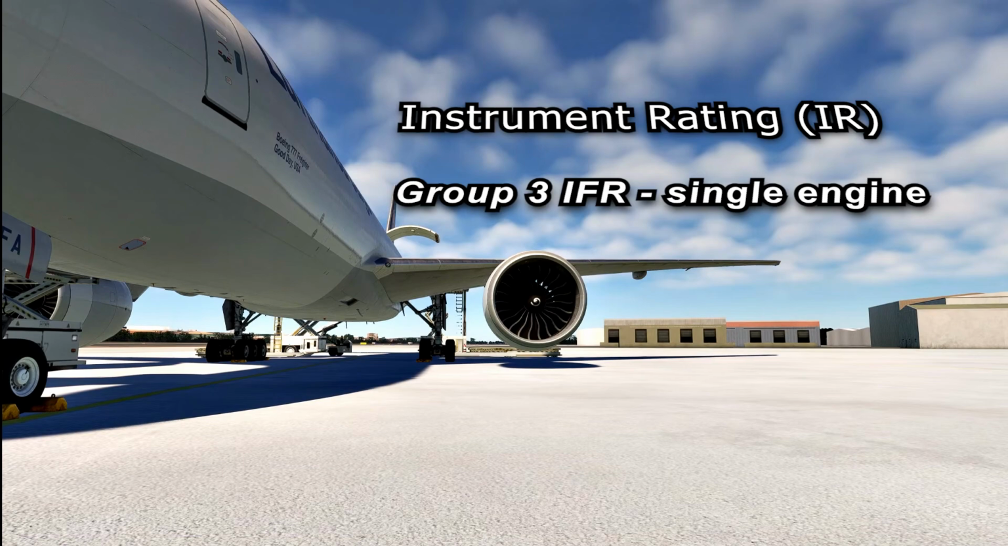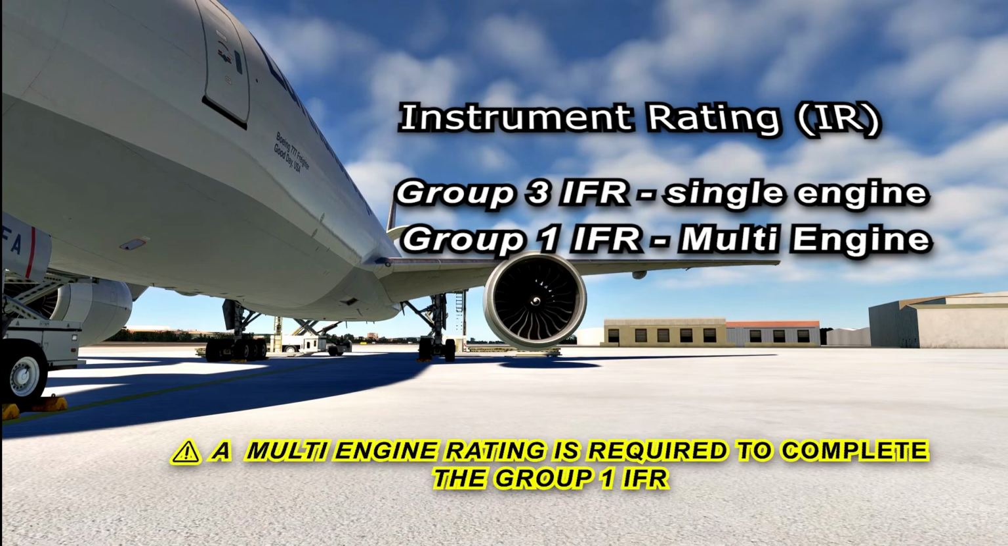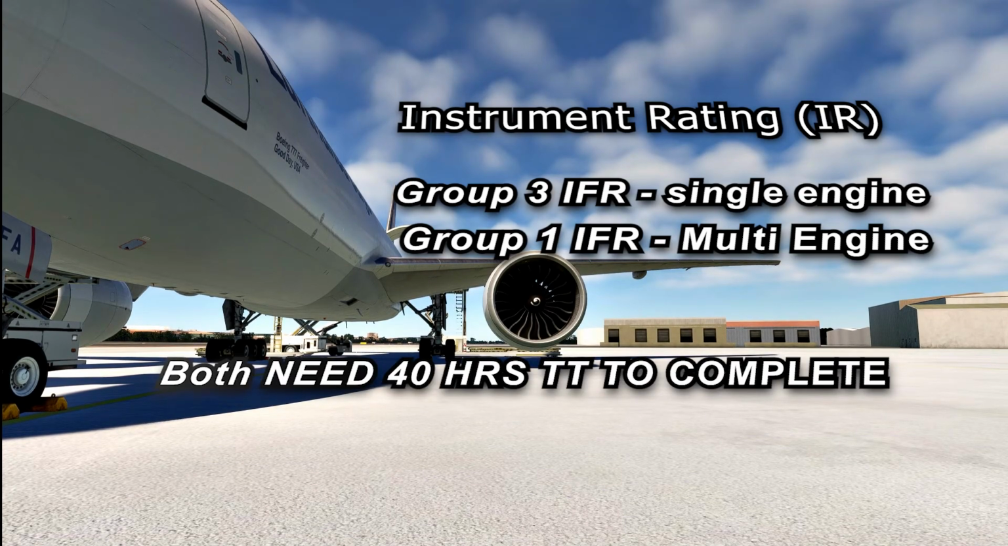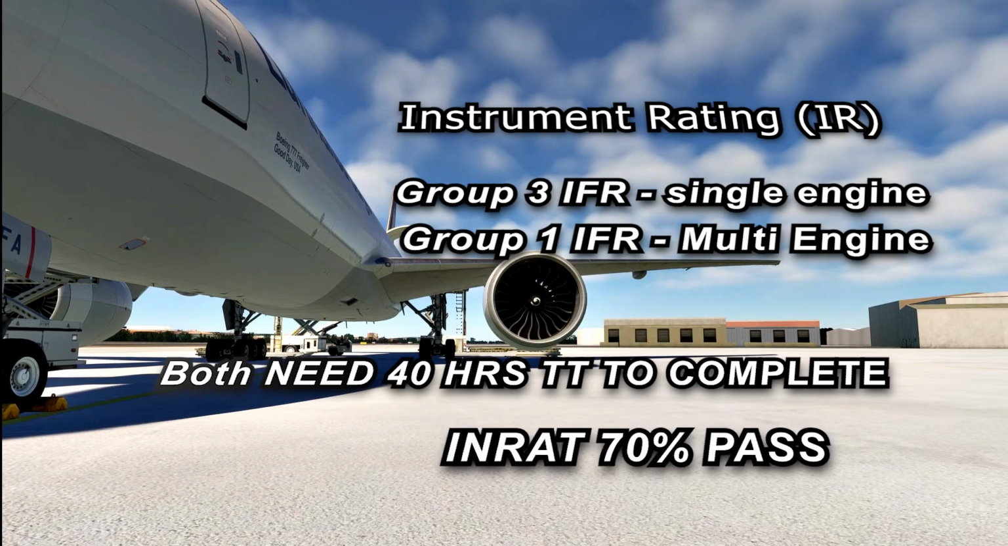The second type of instrument rating is the Group 1 instrument rating, and this is the multi-engine instrument rating. But before you can get the Group 1 instrument rating, you will need a multi-engine rating. Both Group 3 and Group 1 instrument ratings require a minimum of 40 hours to complete, and a written exam is required, called the INRAT written exam. You would need a 70% pass to complete the INRAT written exam.